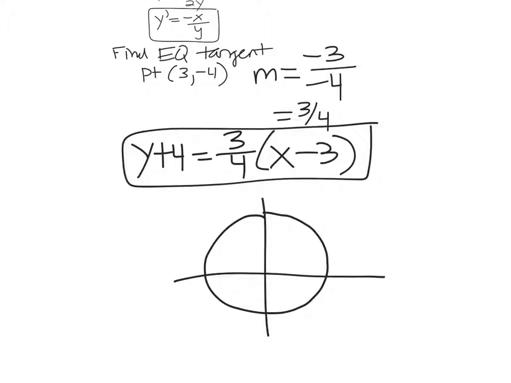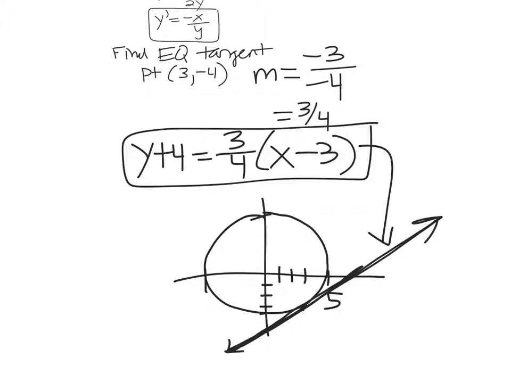Okay, so there's our circle, and let's say the radius is 5, and the point is the point 3, negative 4. 1, 2, 3, 1, 2, 3, 4. So there's our point. And the tangent is that line right there. It goes right along the circle, and that's the equation that we just found. That is the equation of that line.